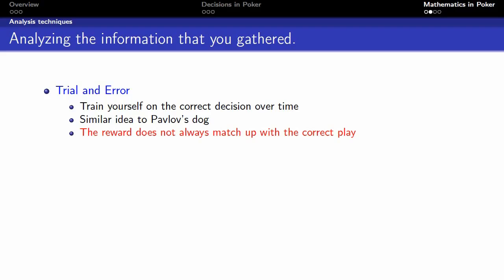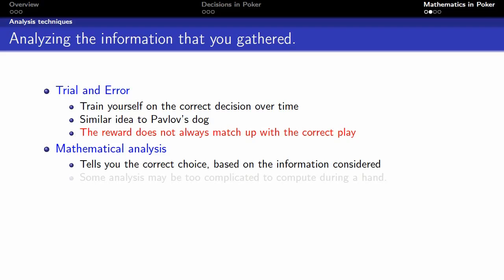You want to learn faster than this trial and error process would lead to. And to do that, you can take a mathematical analysis approach. Now, what's great about this is that it will tell you the correct choice. There is an optimal choice. And now the caveat here is based on the information considered. Now, I know everyone always says, oh, well, it depends. What I'm saying here is we've narrowed down our information. We've collected all the information. And on that pool of information, there is an optimal decision.